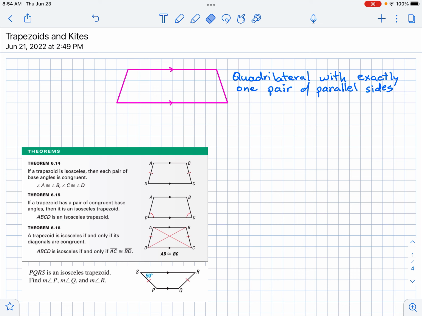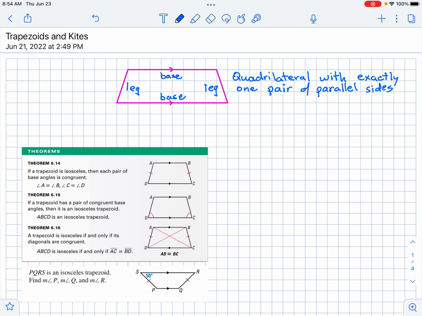I've drawn it here for you, this pink thing. The little arrows indicate which sides are parallel. Now, those sides that are parallel are called the bases. So there's a base, and here's a base down here. And these other sides are called the legs. Okay, so we've got a leg there and a leg there.